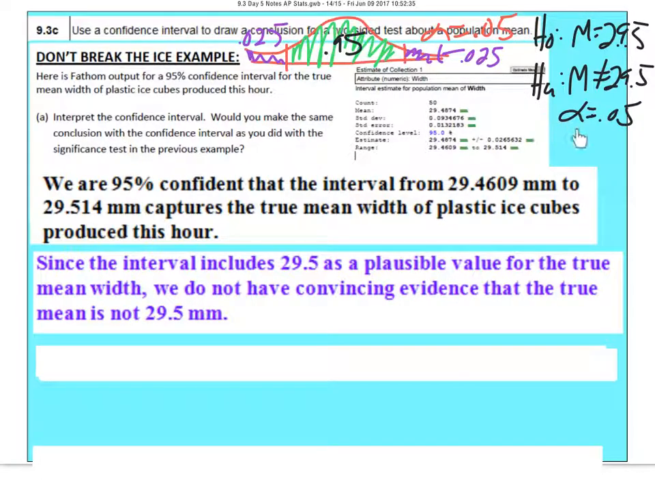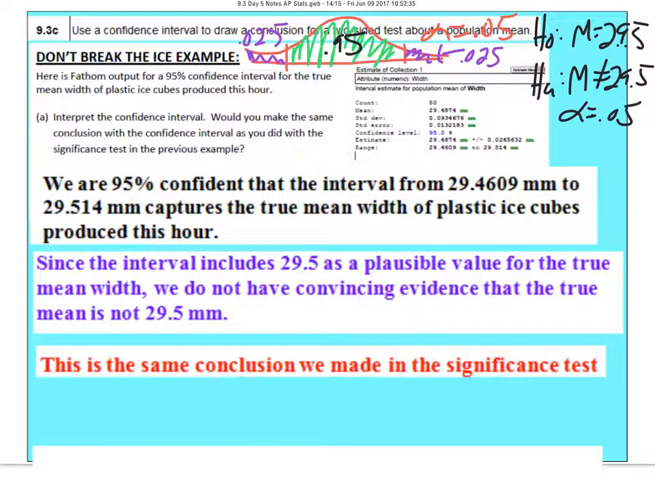Basically, we're going to make the exact same conclusion as we did with the hypothesis test. Originally, we said we cannot reject H sub O and cannot conclude H sub A. Same thing here. Because that value of 29.5 is in the interval, we cannot reject H sub O and accept H sub A. So ultimately, this is the same conclusion we made for the significance test. Keep in mind, if this was originally a one-sided test, we would not do a confidence interval for it. You would only look at the test.